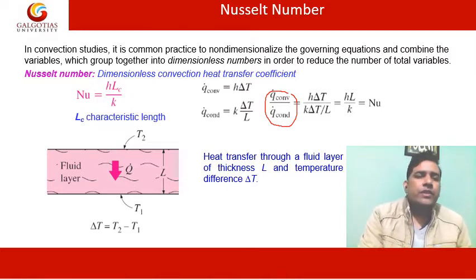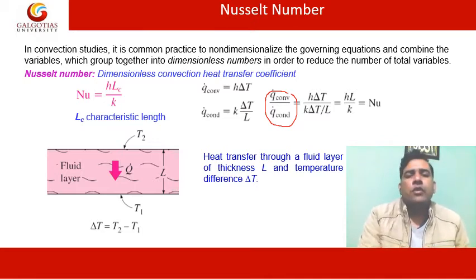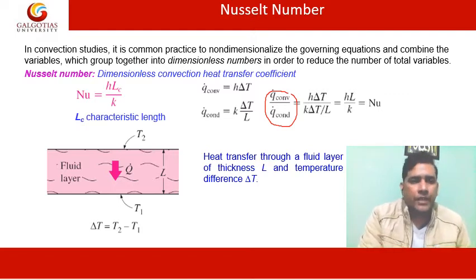So in convection studies, it is a very common practice to non-dimensionalize the governing equations and combine the variables which group together into dimensionless numbers in order to reduce the number of total variables. So this Nusselt number is also a dimensionless convection heat transfer coefficient. It is given by this formula, Nu = hLc/k, where L is the characteristic length, k is the thermal conductivity, and h is the heat transfer coefficient.